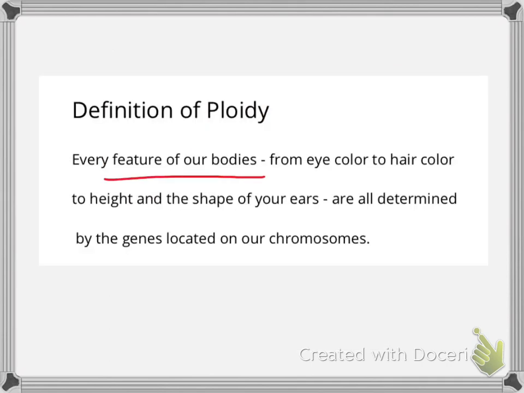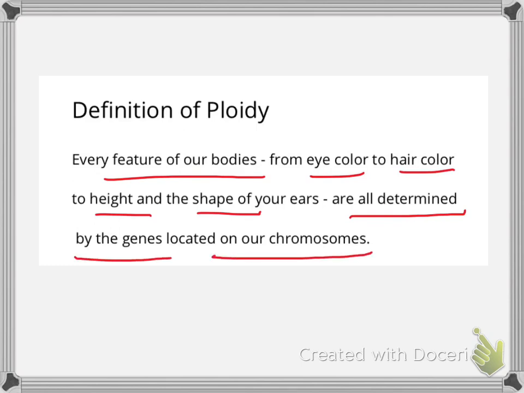Every feature of our body, that is our color of the eye, color of hair, our height and shape of our eye or our skin color, etc., all are determined by the genes located on our chromosomes. So all these features are determined by the genes. They are located on our chromosomes.